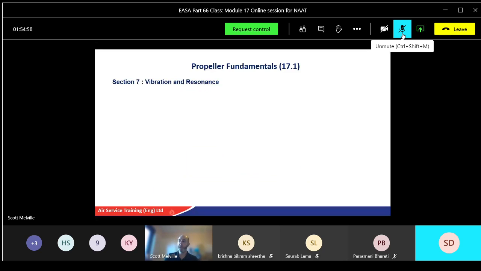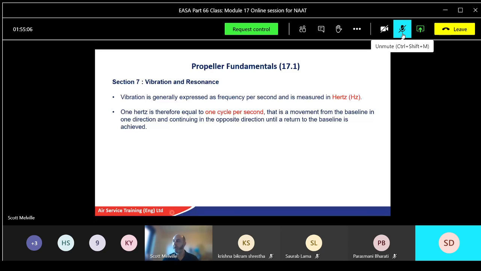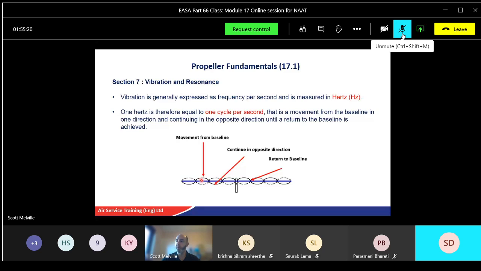Okay, vibration is generally expressed as frequency per second. Remember, that's in hertz, and 1 hertz is equal to 1 cycle a second, which is a movement from the baseline in one direction and continuing in the opposite direction until eventually the baseline is reached. So looking at that, it's like a little guitar string: we'll bounce forward and backwards, moving from the baseline, continue in the opposite direction, and eventually it will return back to the baseline.